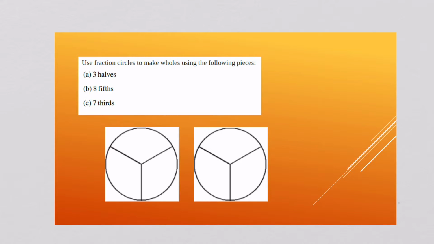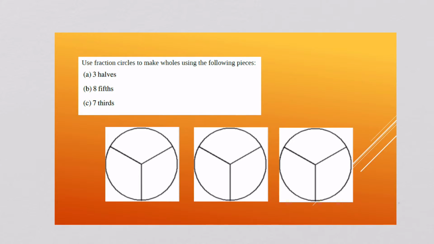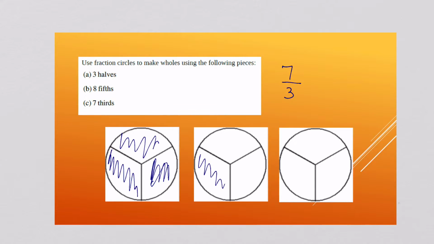All right, for part C, we have 7/3. So that means that we want, oops, hang on, I need 1 more of these. Okay, there we go. So 7/3 means that I've got 3 on the bottom and I want 7 pieces. 3 is how much each pie is cut into. Each pie is cut into 3 pieces, and I want 7 pieces. So here's 1, 2, 3, 4, 5, 6, and then there's my 7th piece.